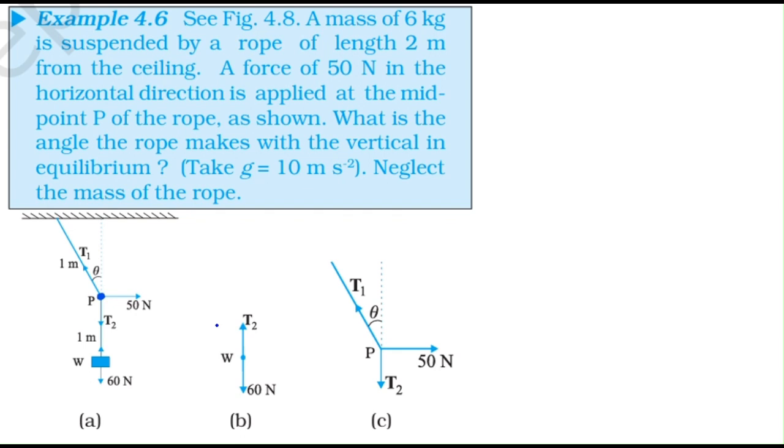Here, a mass of 6 kg is suspended by a rope of length 2 meter from the ceiling, as shown here. A force of 50 Newton in the horizontal direction is applied at the midpoint P of the rope. Now, all these things are shown here. Now we have to calculate this angle. Let me redraw it here.